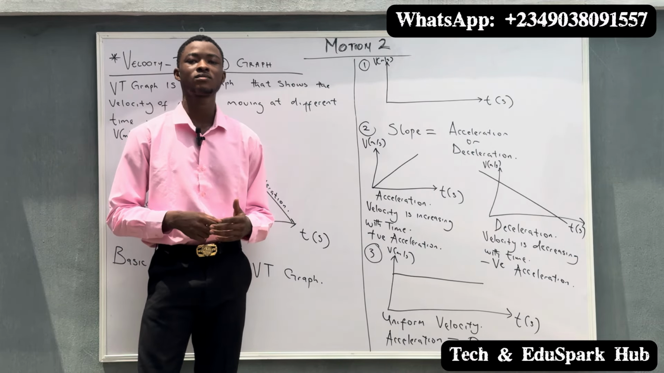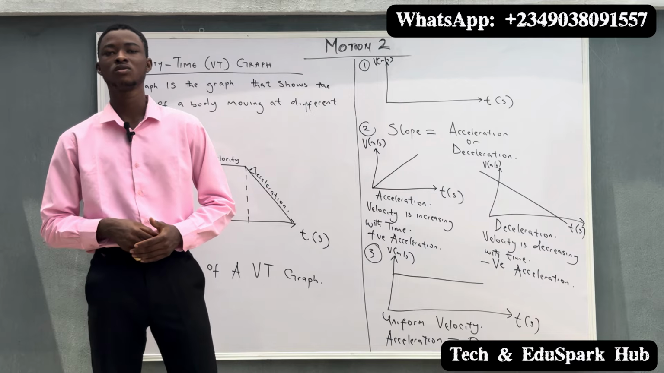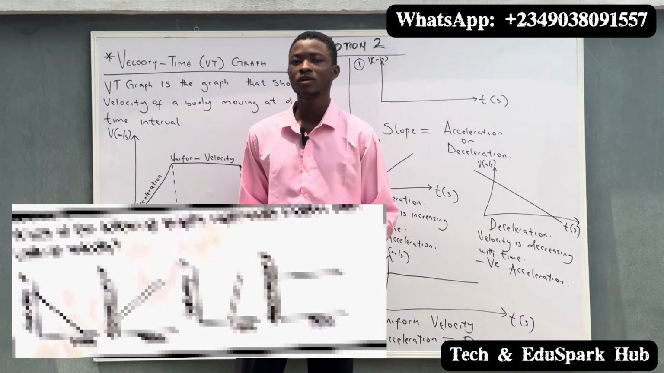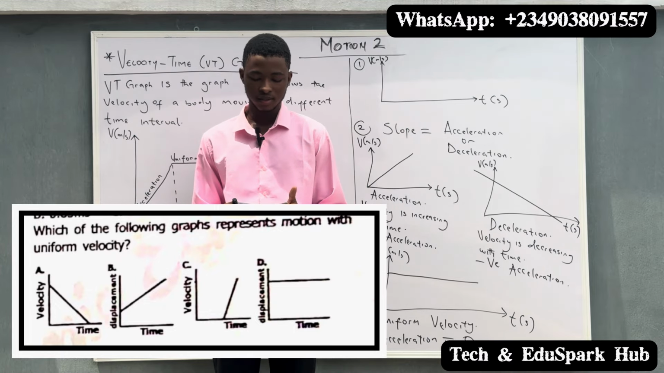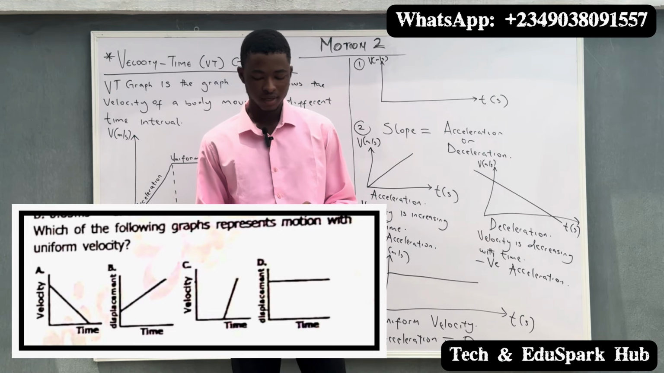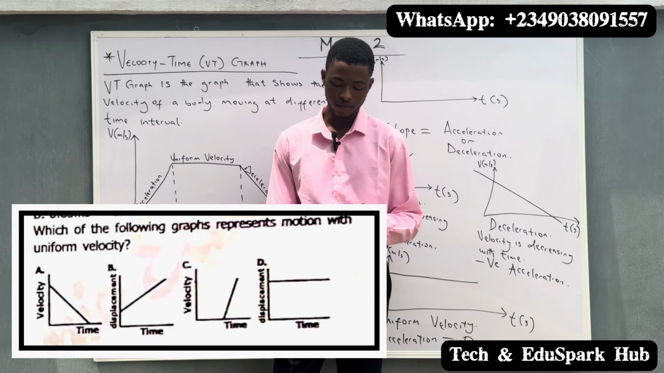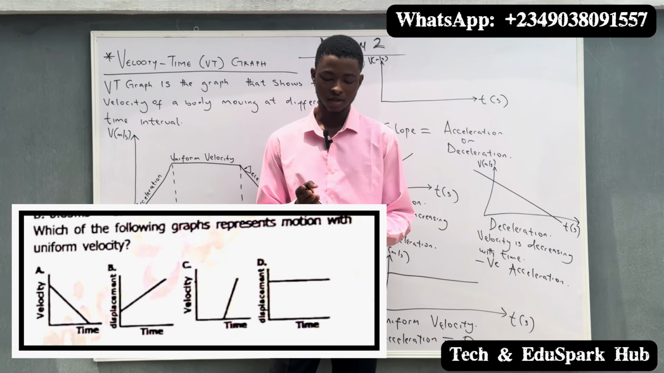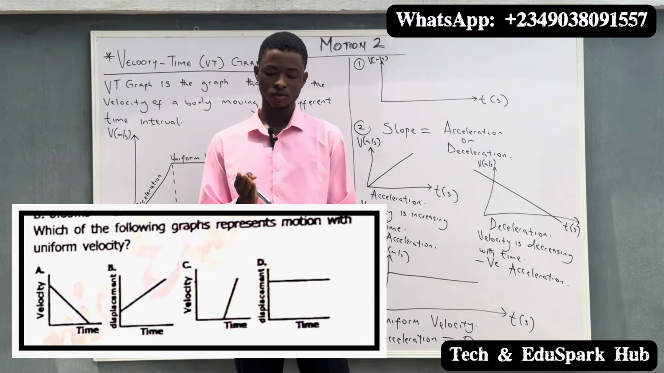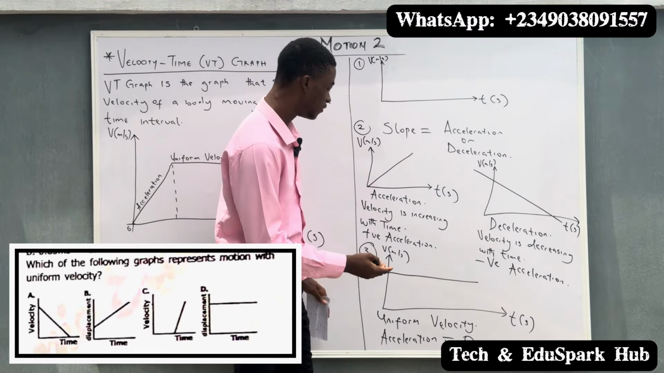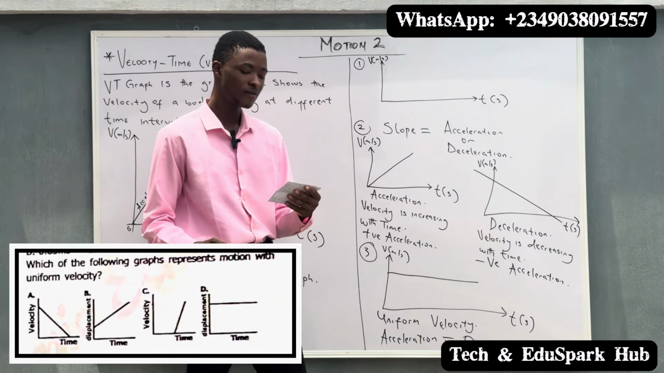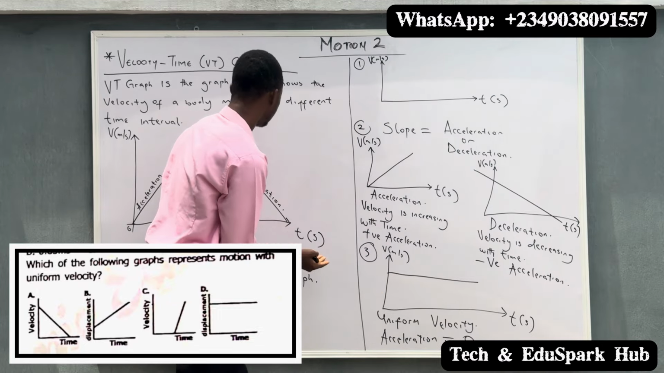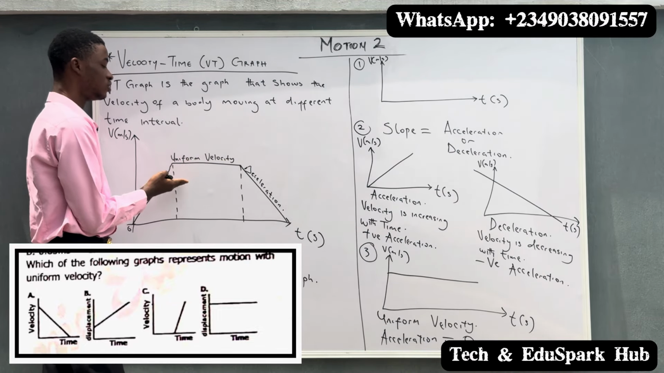So let's look at some examples or some questions under this velocity time graph. And moving to the first question as displayed on the screen, the question says, which of the following graphs represents the motion with a uniform velocity? You can see option A, the graph is slant. Option B is also slant. C is also slant. And option D, you can see a uniform velocity.